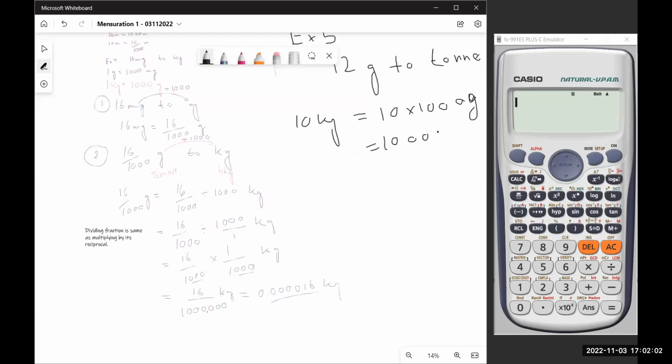That's the correct answer. But if I ask them what is 1 gram in kg, they do the same thing again. Or 10 gram in kg, they do the same thing. And that's wrong. 10 gram is not 10,000 kg. This is wrong. So you don't multiply always, you don't divide always. When we go from bigger to smaller, we multiply, smaller to bigger, divide.